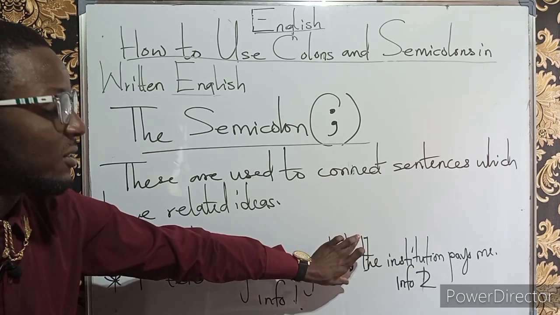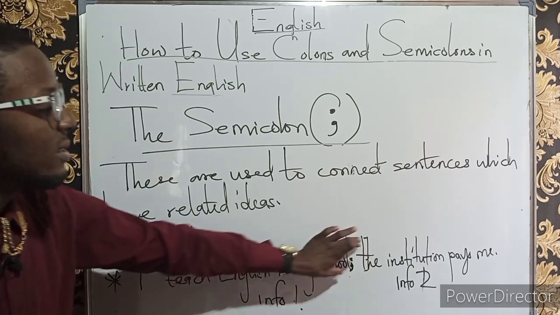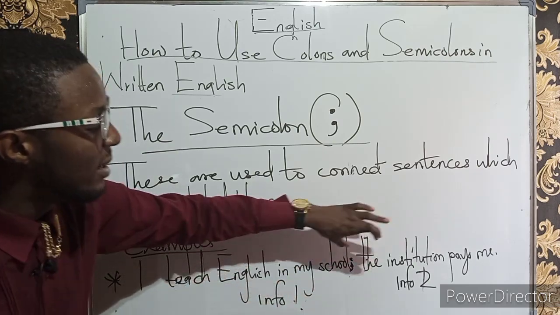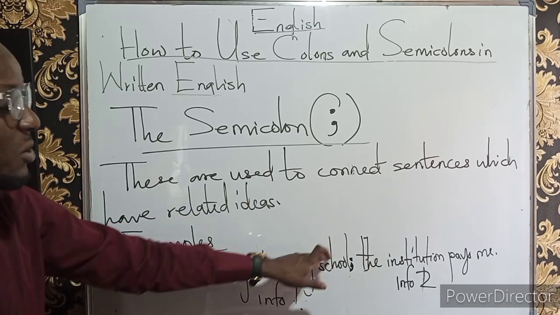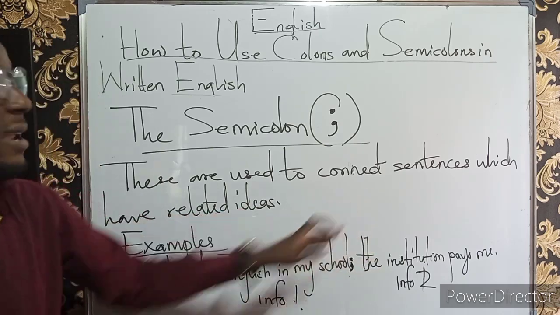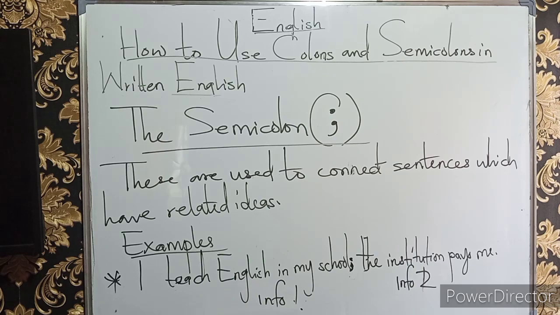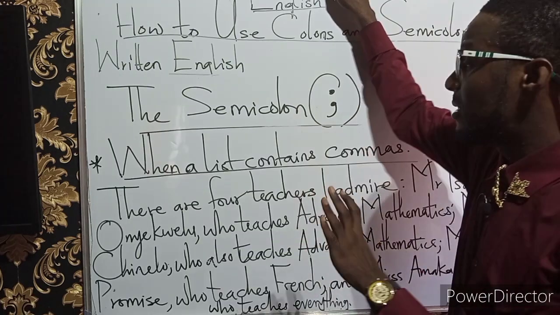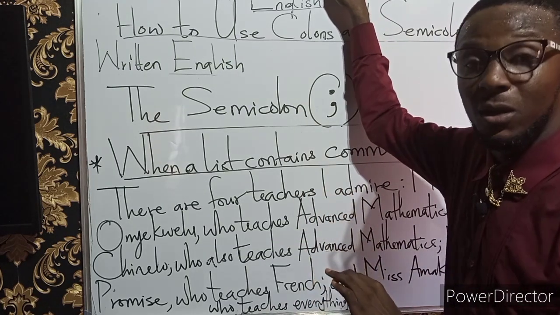So we've seen the function of a semicolon here. It bridges information 1 and information 2. It shows the relationship between the first idea and the second idea. That's the function of a semicolon. All right, now this is the final function of a semicolon.